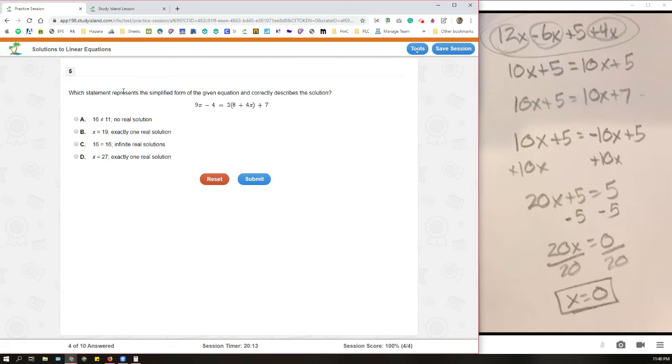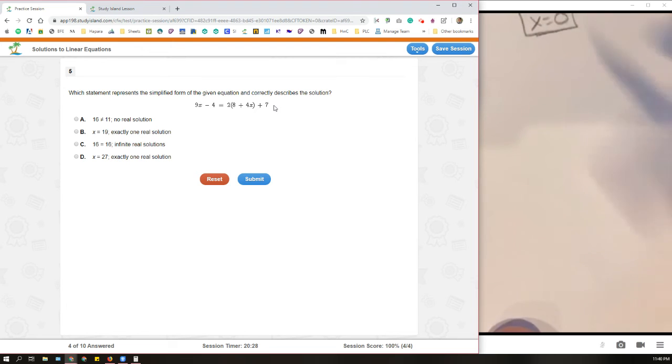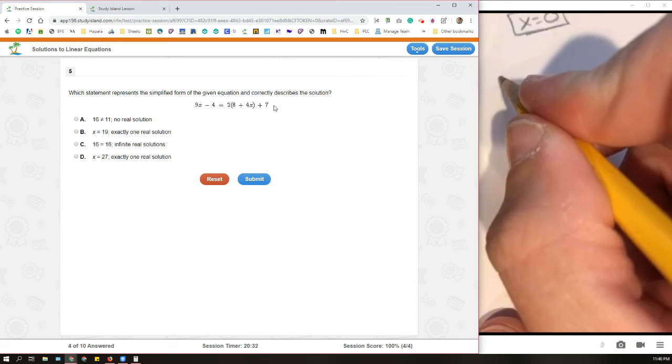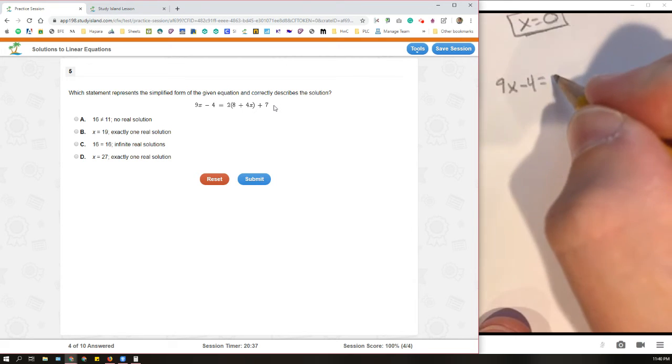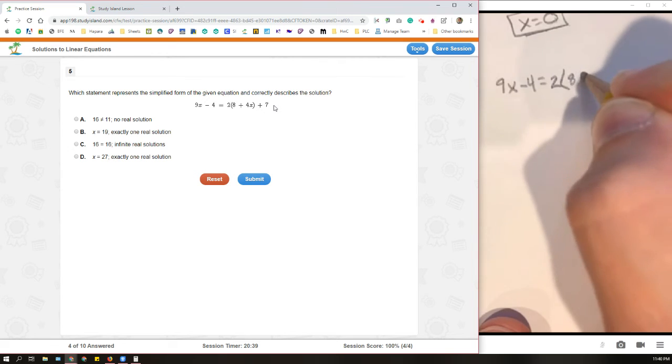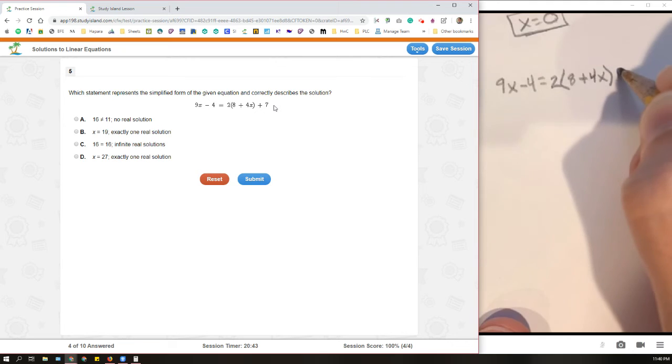Okay, which statement represents the simplified form of the given equation and correctly describes the solution? So here we go. The left side is 9x minus 4, and that equals 2 times the sum of 8 and 4x, plus 7. So let's go ahead and see what we get when we start working that equation. 9x minus 4 equals 2 times the sum of 8 and 4x, and then plus 7.